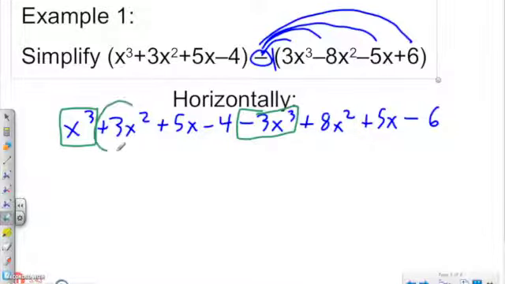Alright, I'm going to just draw a circle around my x squareds. I have a 3x squared and I have an 8x squared. Let's see, we'll draw a triangle around our x's.